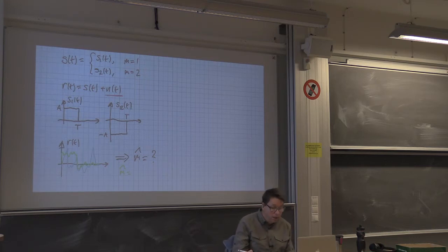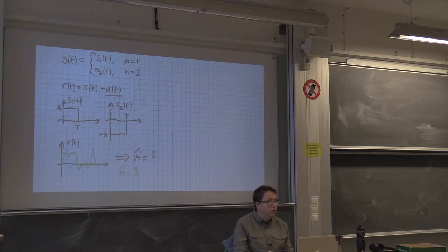One? Yeah, exactly. The green here is closer to S1 than to S2. It's more similar to S1 than S2. So the reasonable choice would be, well, it's probably S1. And if it's S1, then m hat should be 1. Stands to reason, right? Okay.